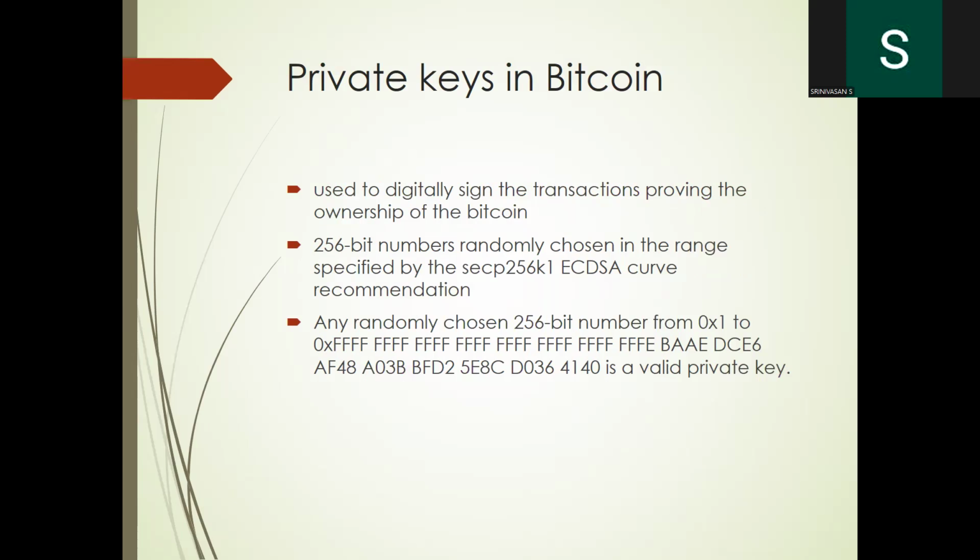The Bitcoin network uses two types of keys, private keys as well as public keys. The private keys are used to digitally sign the transactions to prove the ownership of the Bitcoin. The length of the private key is 256 bits. It is typically chosen randomly with the help of the secp256k1 ECDSA curve recommendation algorithm. It ranges from 0x1 to 0xFFFF.